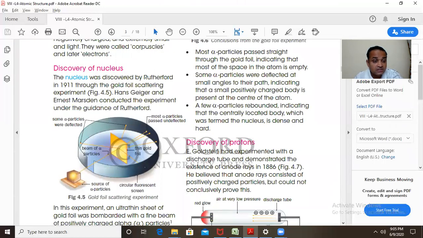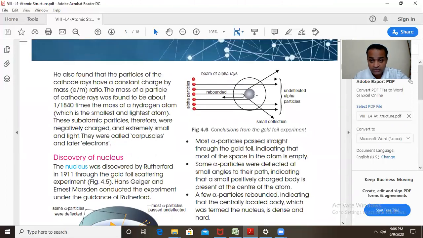We also saw the discovery of the nucleus by Rutherford. What did Sir Rutherford do? He took a gold foil and he bombarded it with alpha particles, and as you can see in the picture, it was clear that most of the alpha particles passed.